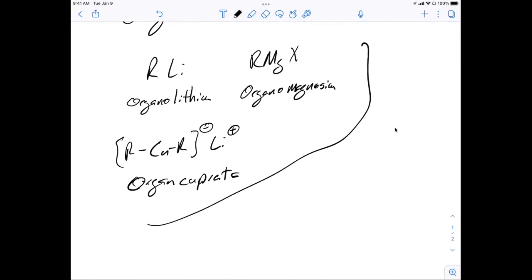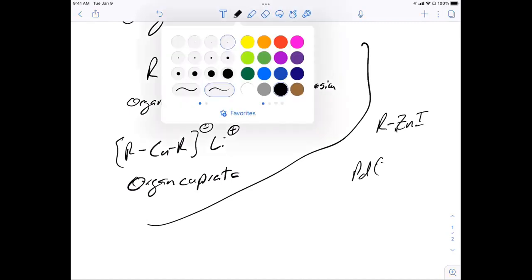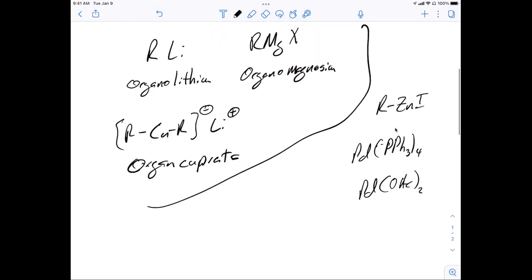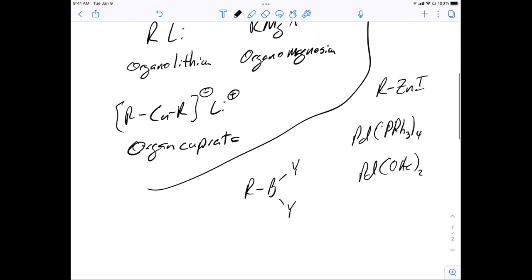The new ones we're going to see are some organozincs. We're going to be using some catalysts like palladium. We're going to use some borane compounds. Another one I'm forgetting: tin.